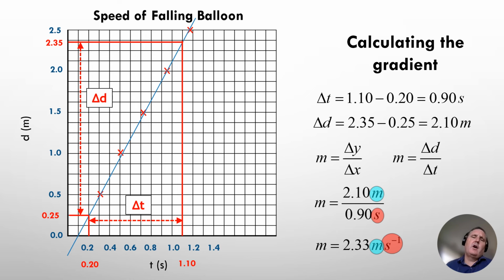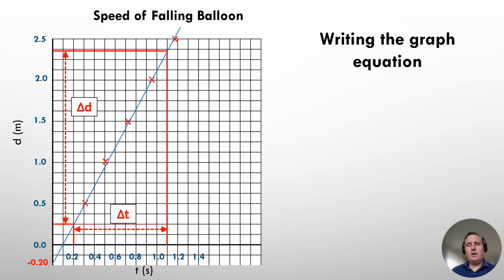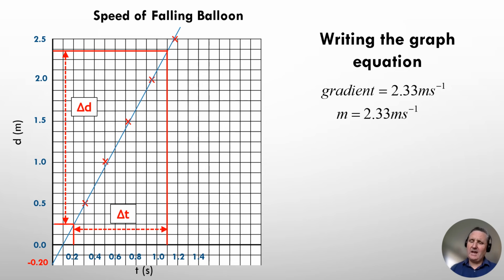We now have a gradient. How do we actually write the graph equation? Okay, so we've worked out the gradient. Here it is. It's 2.33 meters per second. Remember, we don't have to have the unit. But remember, the mathematical symbol for gradient is m. So I'm just going to write it down as m equals 2.33 meters per second.